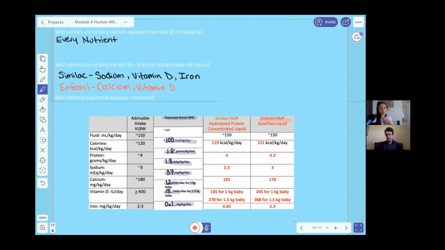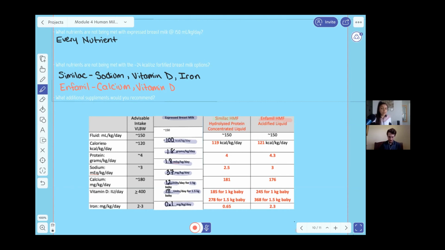Remember that all our electrolytes, especially sodium and calcium and phosphorus, are all in the makings of providing homeostasis for our body and equilibrium, in regards to our intracellular and extracellular components. And so those type of nutrients are definitely essential. And if they're not being met, especially in a premature infant, it could be very critical. So definitely recommend for the Similac, the sodium, and obviously a vitamin D and an iron supplement.